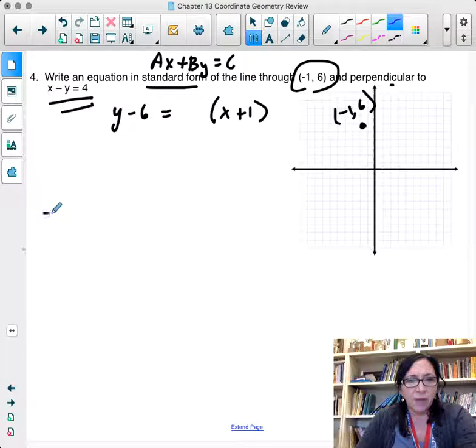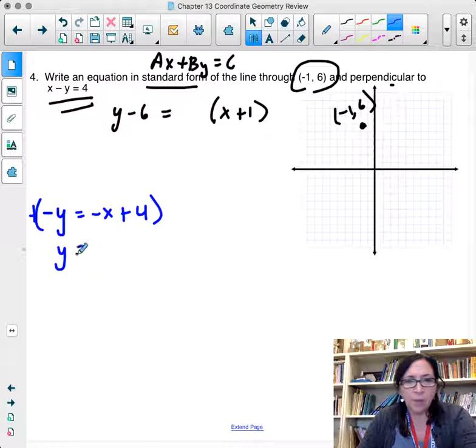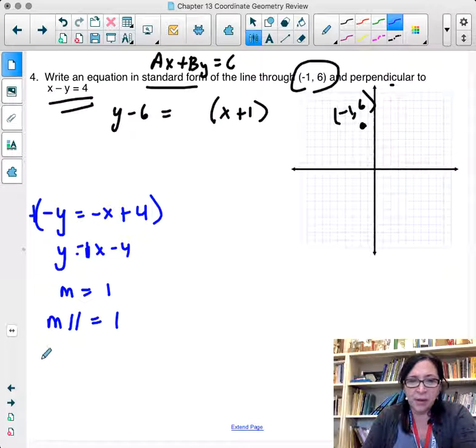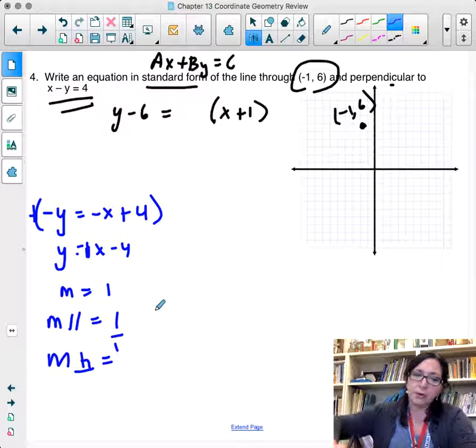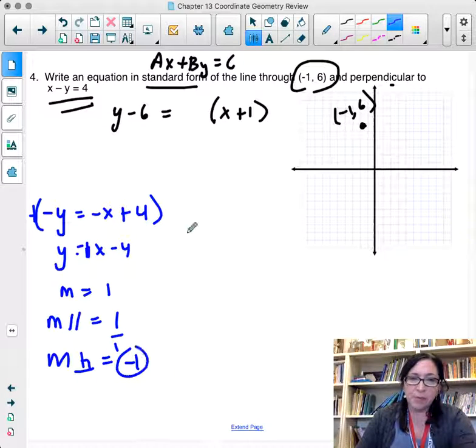The slope of this line, let's see, I'm going to solve for y. So I have negative y is equal to negative x plus 4. So I move the x over, okay? And I'm going to multiply by negative 1, and I'm going to get y is equal to x minus 4. Well, the slope is 1, right? So if my slope is 1, I know the slope of the line that's parallel to that is 1, but I don't want that. I want the slope of the line that's perpendicular. So that's going to be flip it over, 1 over 1, and the opposite. So that'll be negative 1. So this slope is negative 1.